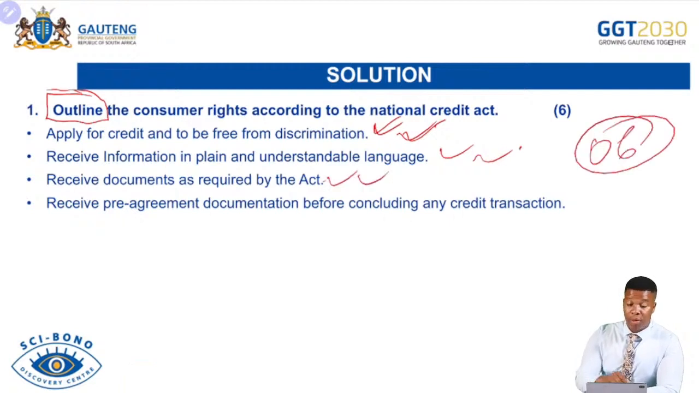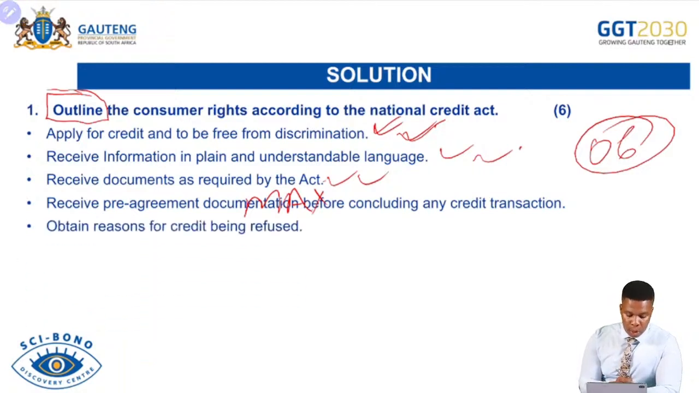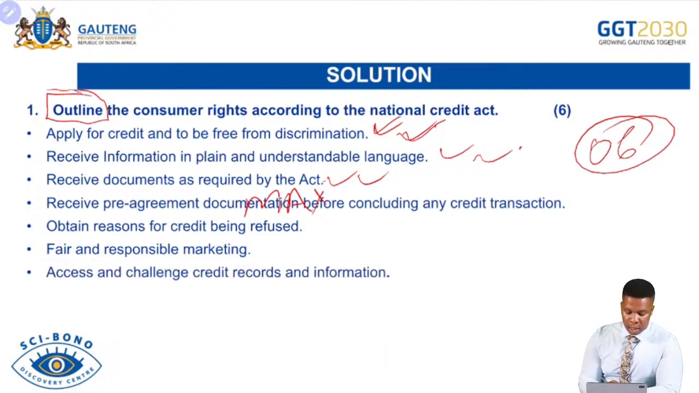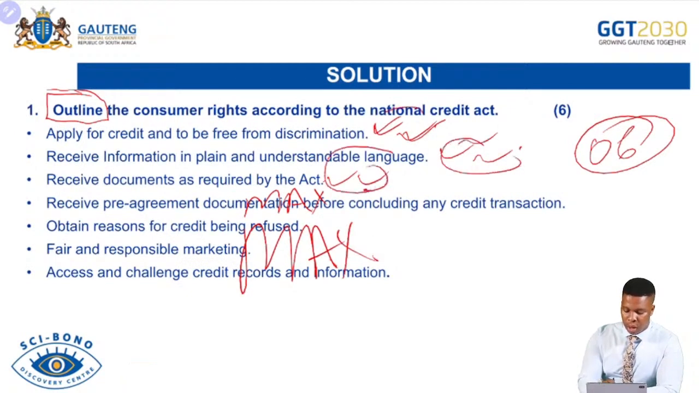And if you provided more points, this would be considered to be maximum because you have received your marks already. And then obtain reasonable reasons for credit being refused is also correct according to the National Credit Act. And fair and responsible marketing and access and challenge credit records and information is also part and parcel of the rights according to the National Credit Act. So this would be considered to be max because already you have received your 2, 4, 6 marks.